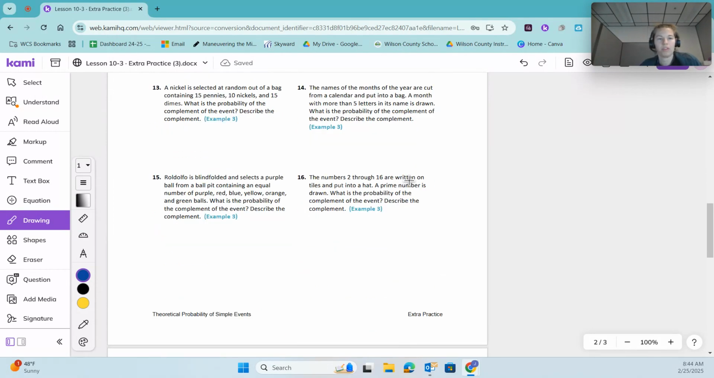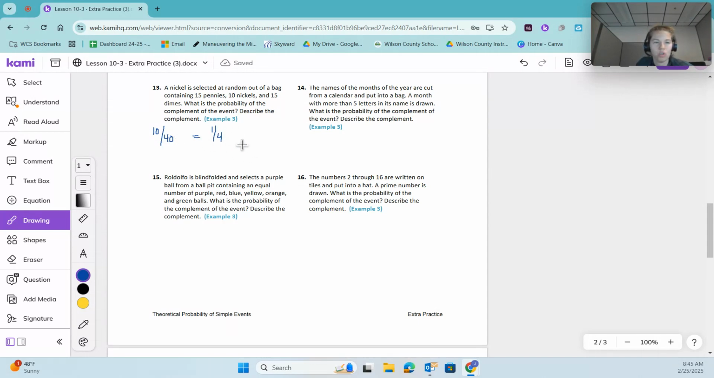Number 13: a nickel is selected at random out of a bag containing 15 pennies, 10 nickels, and 15 dimes. What is the probability of the complement of the event? The complement is the opposite of the event. A nickel is selected at random out of the bag. Well, 15 plus 10 is 25, plus 15 is 40. So 10 out of 40 coins, which is 1 out of 4.